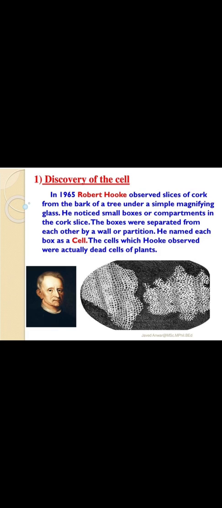In 1665, Robert Hooke observed slices of cork from the bark of a tree under a simple magnifying glass. He noticed some boxes or compartments in the cork slice. The boxes were separated from each other by a wall or partition. He named each box a cell. The cells which Hooke observed were actually dead cells of a plant.